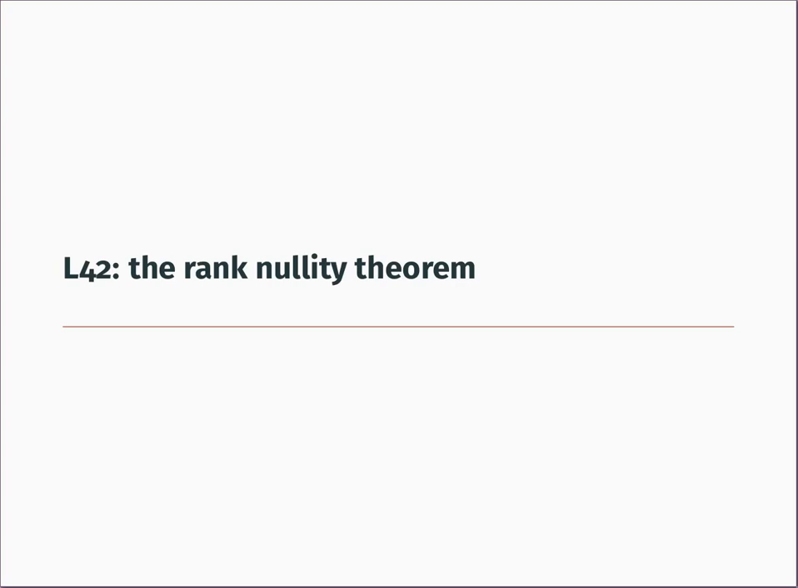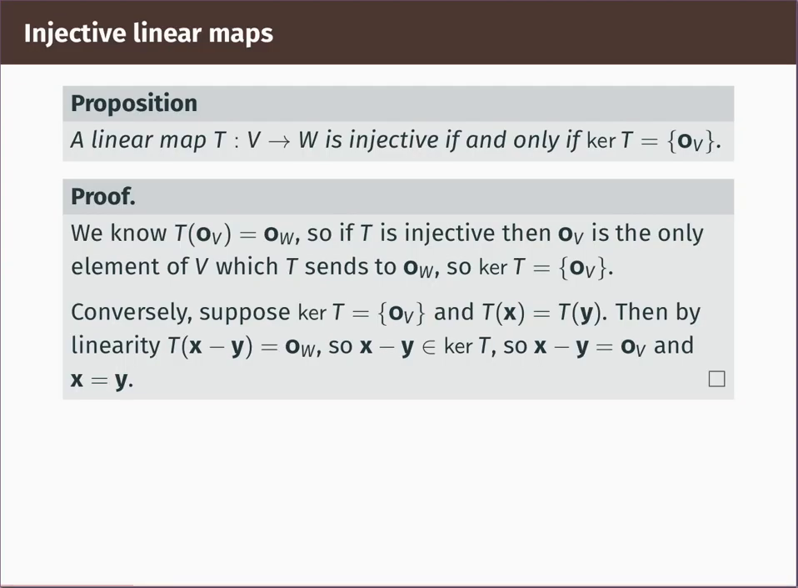Okay, we're now ready to prove the big theorem connecting kernels and images of linear maps, and it's called the rank nullity theorem. Before we do so, we've got a couple of things that we need to prove. So first of all, a proposition which says that a linear map from V to W is injective if and only if its kernel just contains the zero vector.